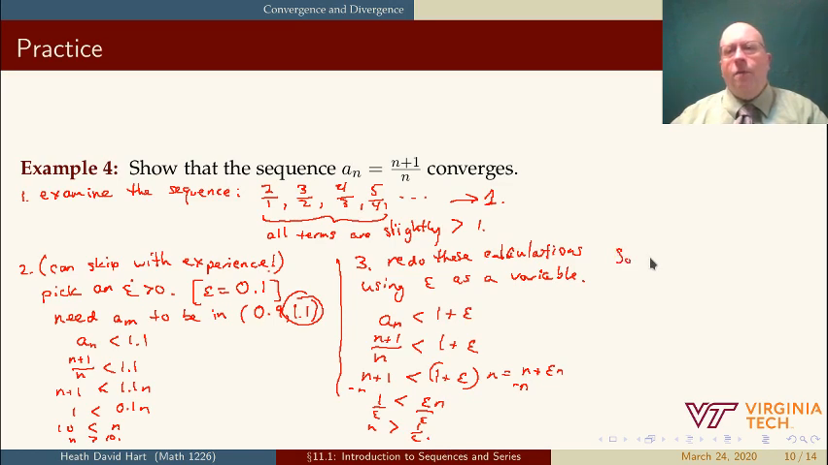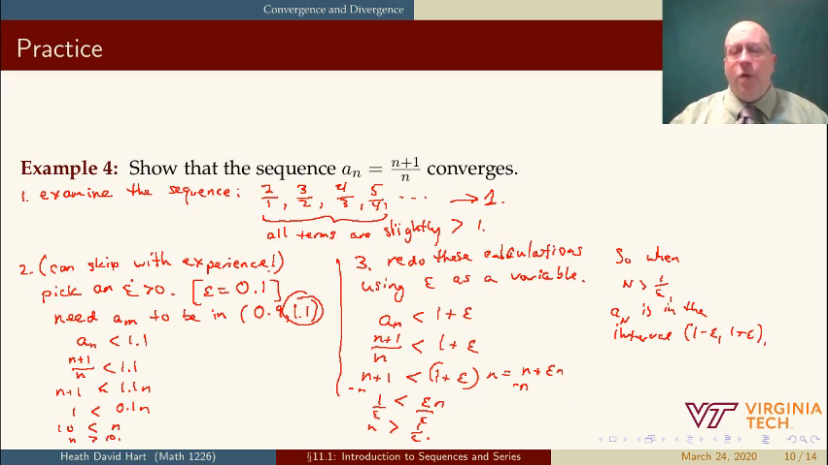And so when n is greater than 1 over epsilon, a sub n is in the interval 1 minus epsilon to 1 plus epsilon. And that completes the proof that this sequence converges to 1.